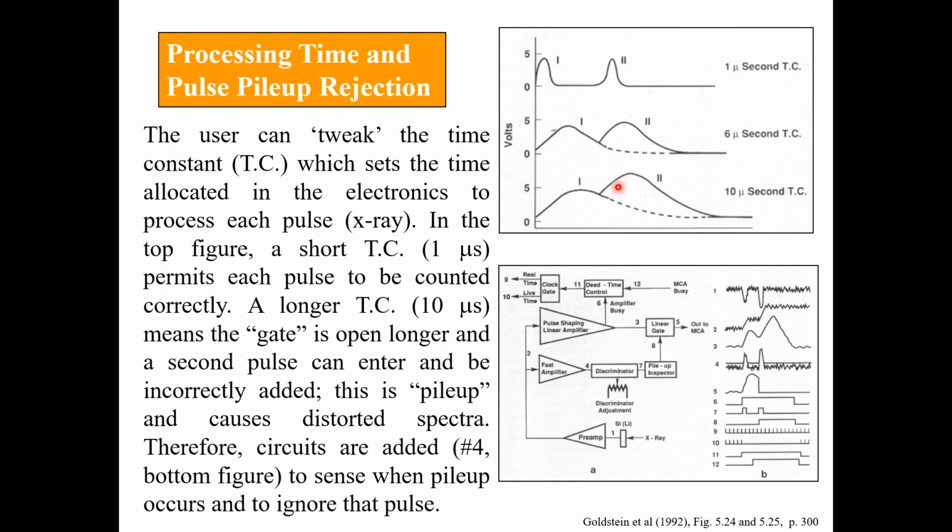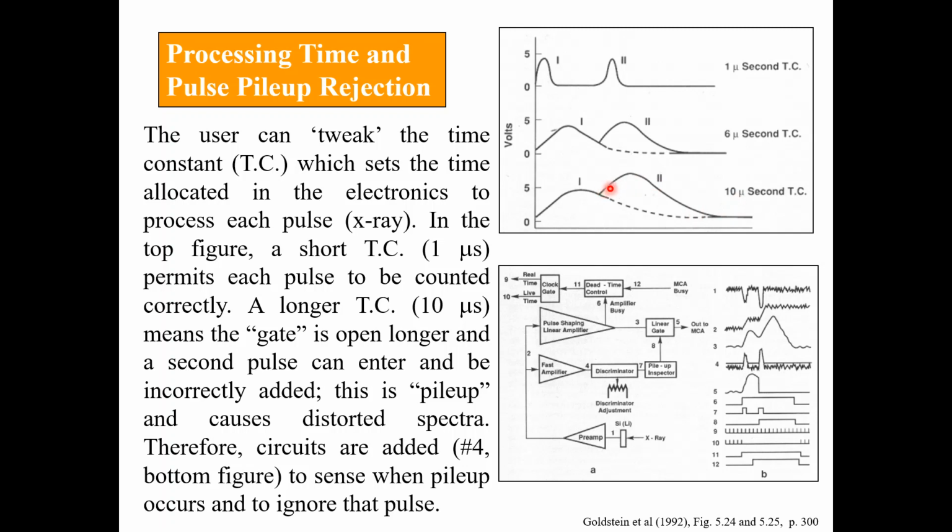So what is the result of that? This pileup causes distorted spectra. So here, this is the effect of the time interval, the time constant, increasing from 1 microsecond to 10 microseconds. So that is what exactly happened here.